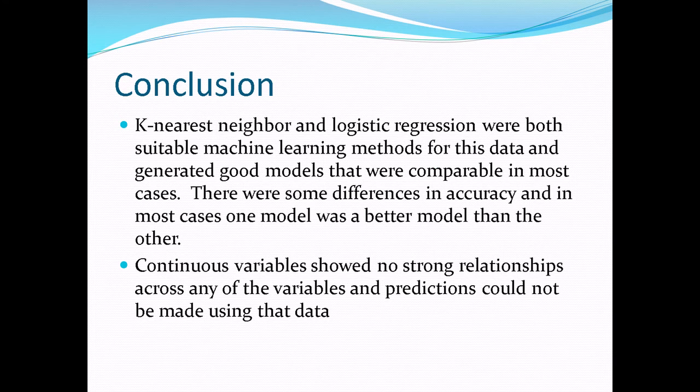So, in conclusion, KNN, or K nearest neighbors, and logistic regression were both suitable machine learning methods for this data and generated good models that were comparable in most cases. There were some differences in accuracy, and in most cases, one model was better than the other. Continuous variables show no strong relationship across any of the variables, and prediction could not be made using that data set.